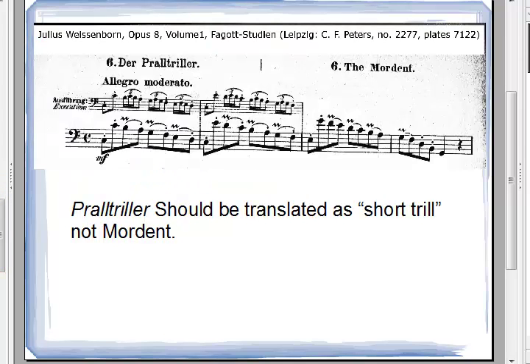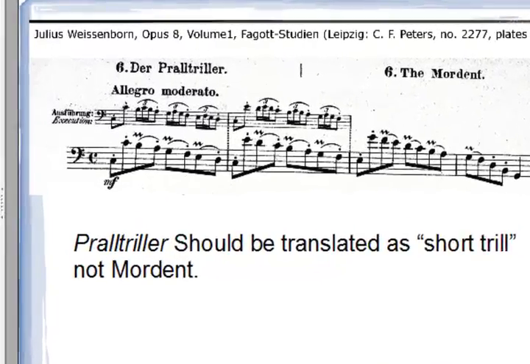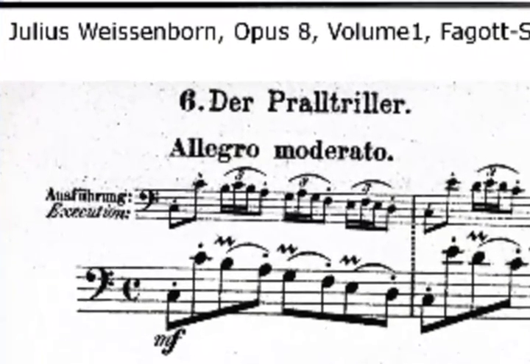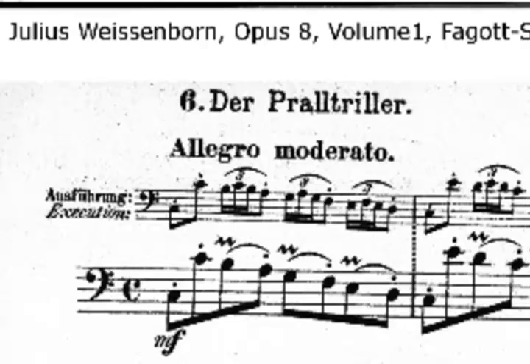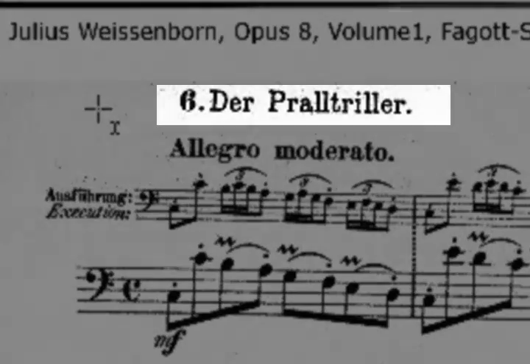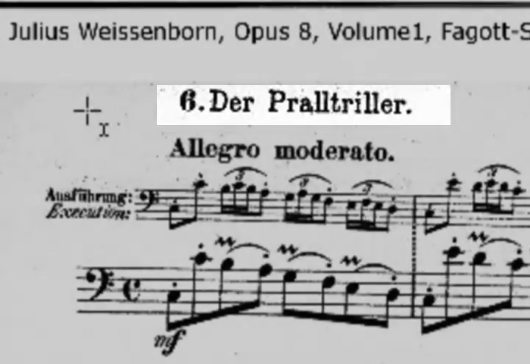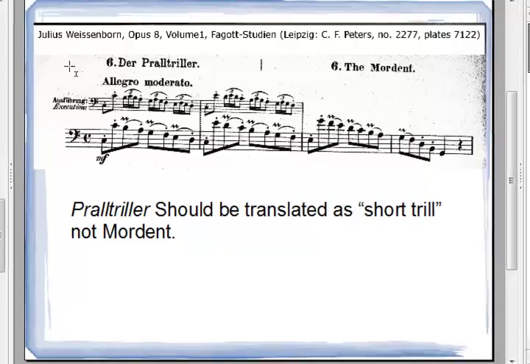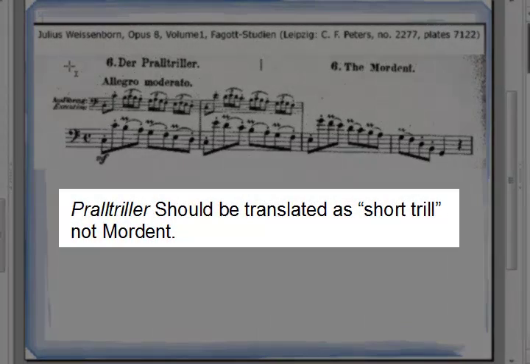Let's take a look here at a publication of Julius Weissenborn's Opus 8, Volume 1. This was published in Leipzig probably almost a century ago. And you can see here the German is given as der Pralltriller. However, the English translation is Mordent. Pralltriller should be translated as short trill, not mordent.